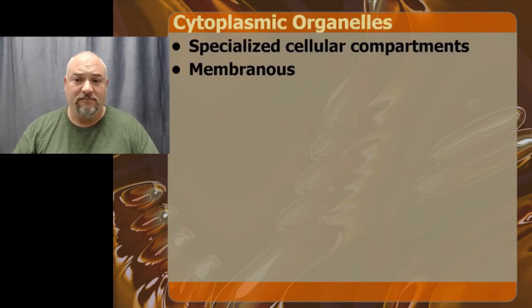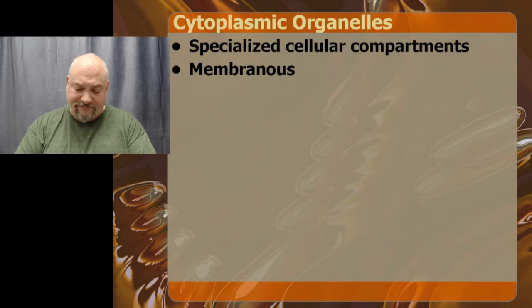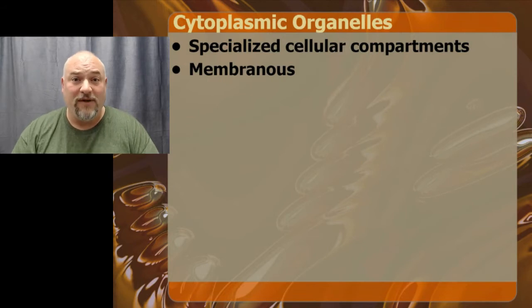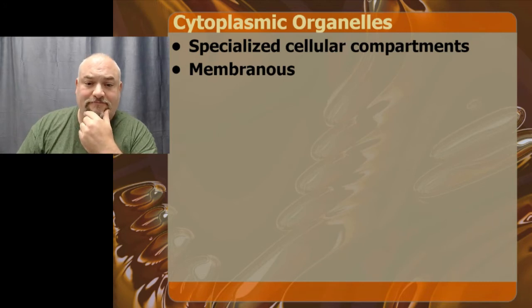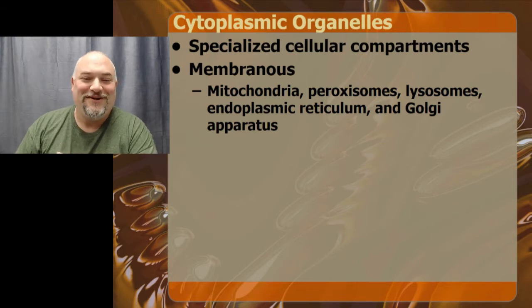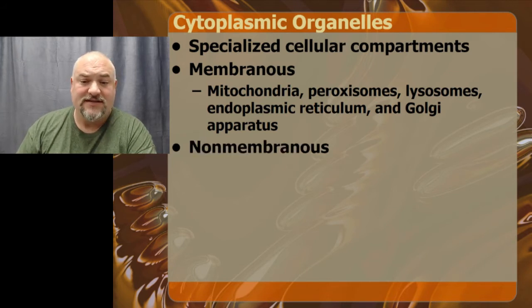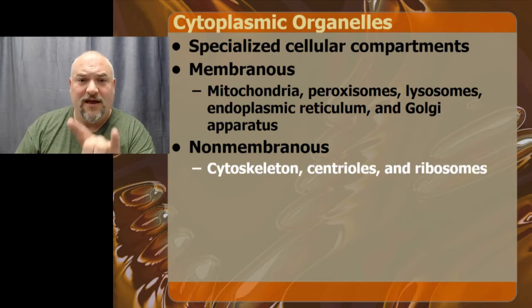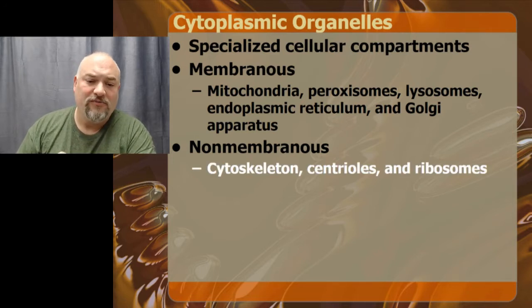We have special cellular compartments. So the cell is compartmentalized into different pieces and things that are separated by membranes. And the fact that they are compartmentalized means they can specialize and they can be more efficient at getting things done. We'll talk about that more a little bit later. Some interesting membranous ones like mitochondria, lysosomes, the endoplasmic reticulum, and Golgi apparatus. Some non-membranous ones would be things like the cytoskeleton, centrioles, and ribosomes. And for AP biology, it doesn't seem like they talk too much about cytoskeleton and centrioles, so we won't. But we will focus mainly on ribosomes.